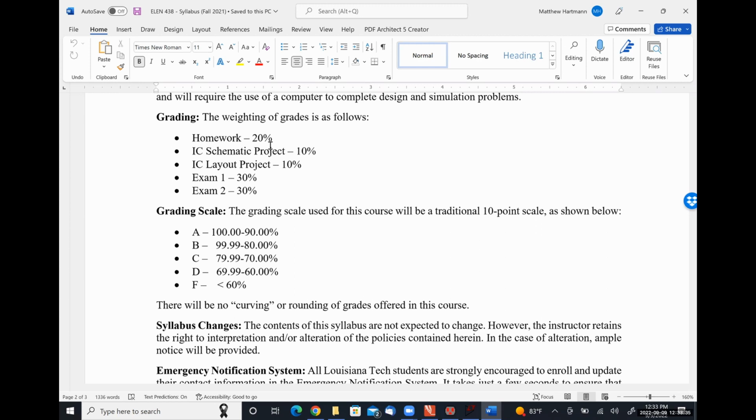Does that sound unreasonable? And then all of them will be graded equally, and however many of them we get through is how much they're worth.